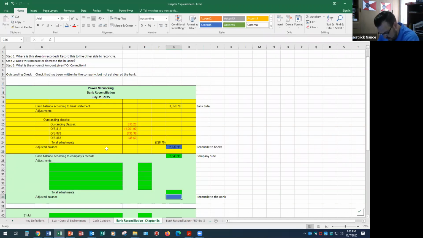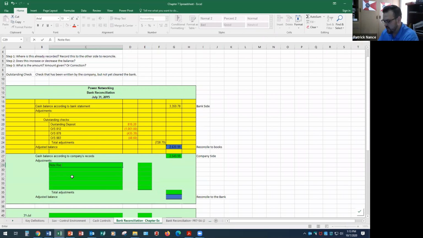So the next thing it says is that we had a note receivable of $400 plus $8 in interest collected by the bank, not recorded in the journals, as indicated by credit memo 408. So this is something that has been recorded by the bank already. So who already recorded it? The bank. When you record on the other side to reconcile, does it increase or decrease the balance? Well, it's a note receivable, so it's money that we received. So note receivable collected by the bank goes on this side, and it would be an increase because it's money that we are getting paid, and the amount is $408. So we collected that from the bank.